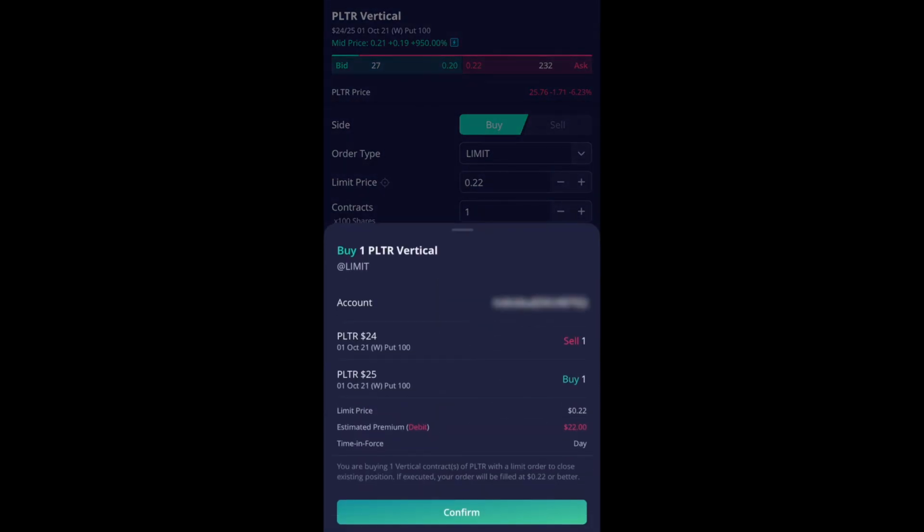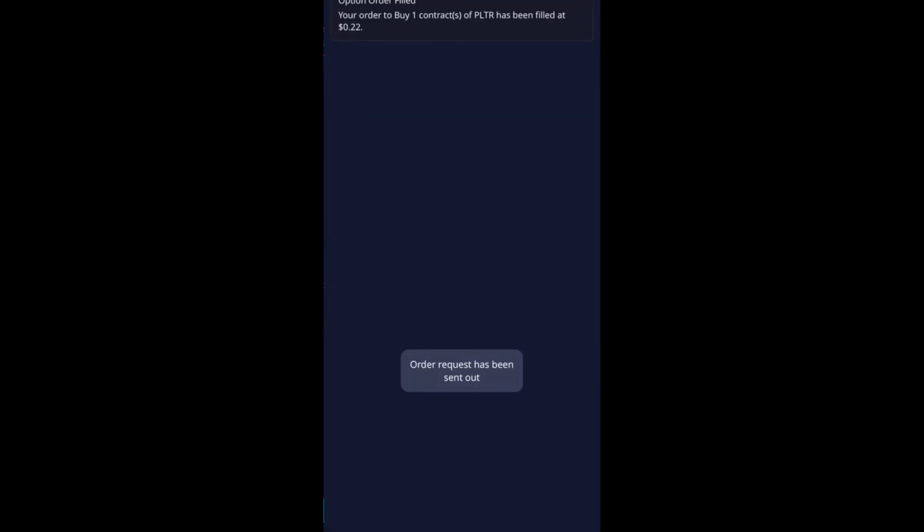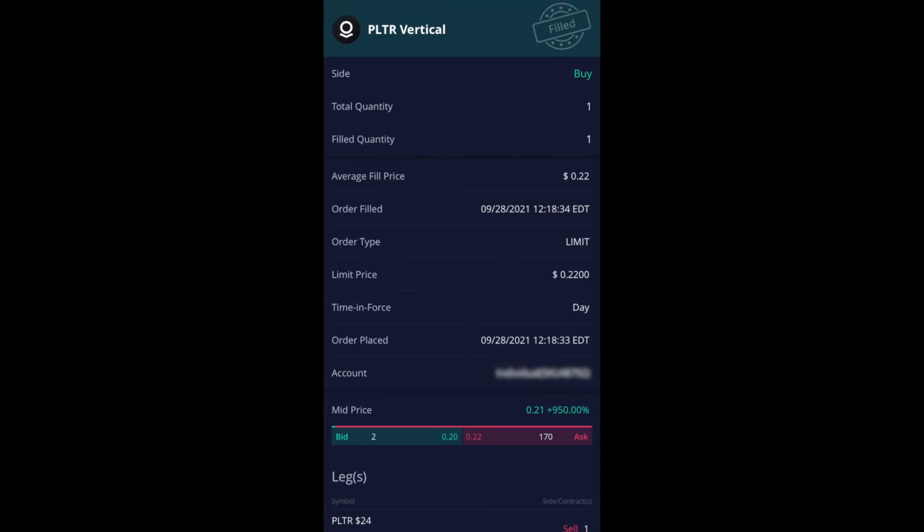Now I'm going to hit confirm. Everything looks right. Now the debit is going to be 22, so I'm paying 22. And hit confirm. So it's been filled. Notice how I sold it at $19, and then now I bought it for $22. Basically, I lost money. I lost $3 on this trade just doing this transaction. So I hope you understand this a little bit better.